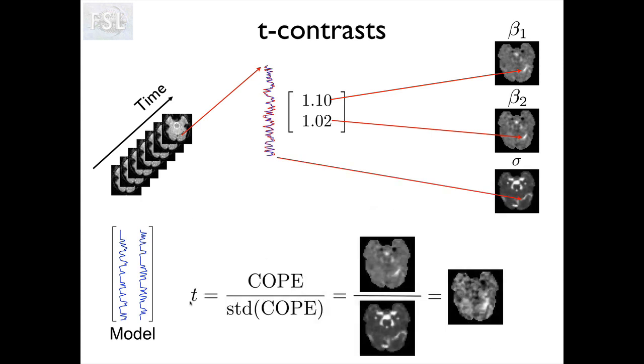And as before, the t-map is simply the cope, i.e. the addition of these two, divided by the standard deviation of the cope, which is a scaled version of this map here, and it is this map. And again, we can see that something is going on here. There's a part of the brain here that is interested in both word generation and word shadowing, since we're having reasonably large values for both.